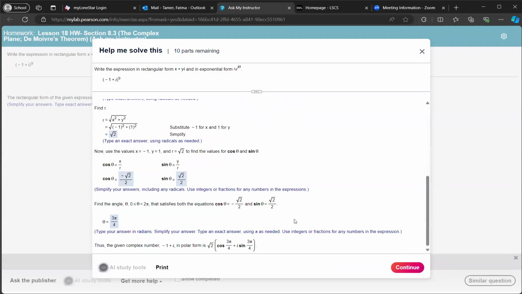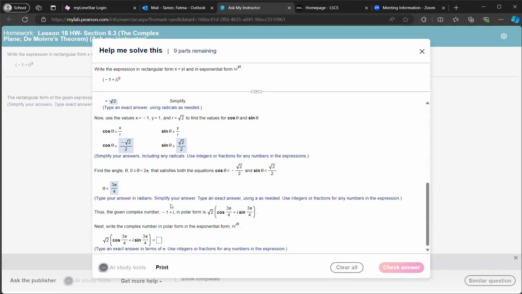Now, after we answer this, this -1 + i in polar form can be expressed as the square root of 2 times (cos of 3π over 4 + i sin of 3π over 4), because the formula is r times (cos θ + i sin θ). So we just changed the rectangular form of our complex number to the polar form. Now, we're going to write this complex number in our exponential form.